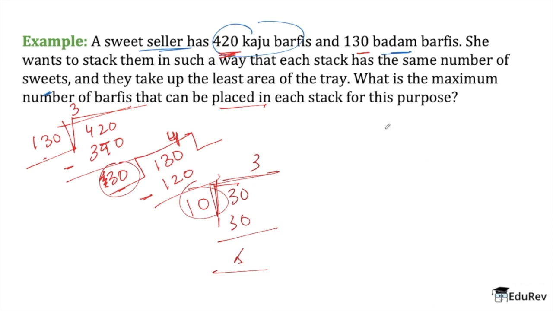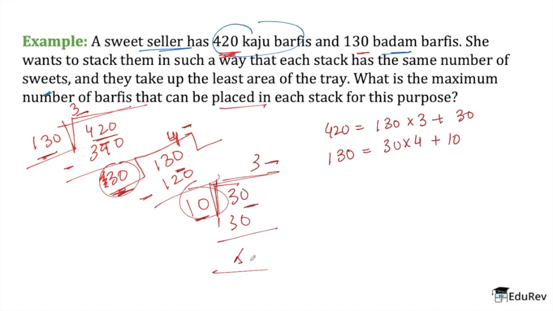So how? 420 and 130, 3 and 30. We can write an equation that is 420 equals 130 times 3 plus 30. Now for the next equation, 30 is what? Your divisor, 130 is dividend, 4 is your quotient and 10 is your remainder. That is 130 equals 30 into 4 plus 10. Next equation, 10 is your divisor, 30 is dividend, 3 is quotient and 0 is your remainder. So 30 equals 10 into 3 plus 0.